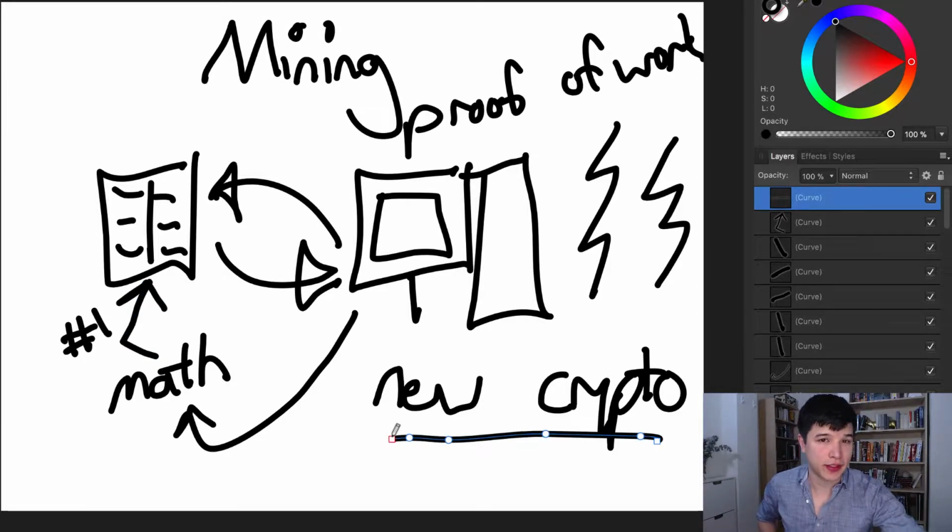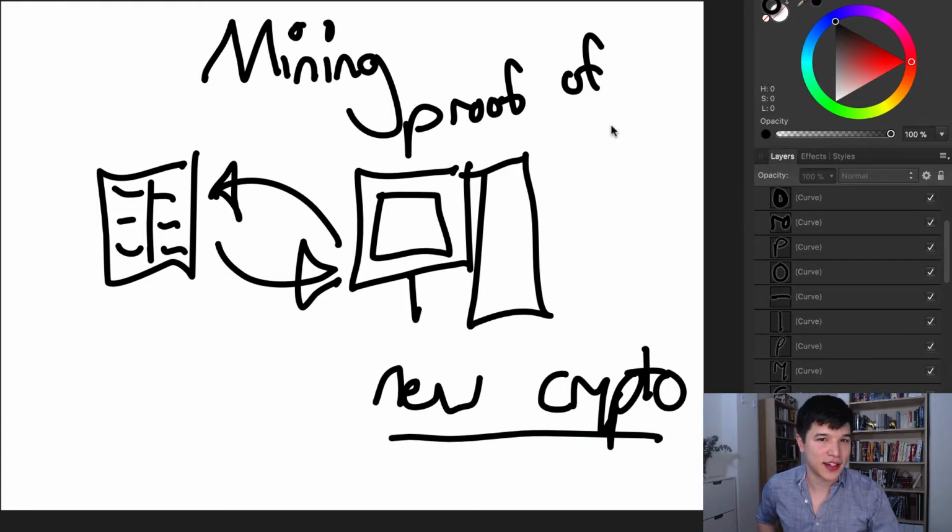The next mining method actually doesn't really use electricity, so it's kind of funny that I wrote that there. I'm going to clean it up and show you how it works. Alright, so the next method has a similar name. This one's called proof of stake.